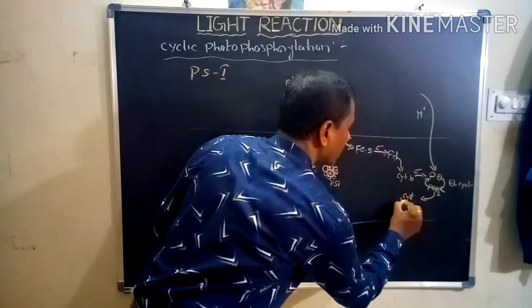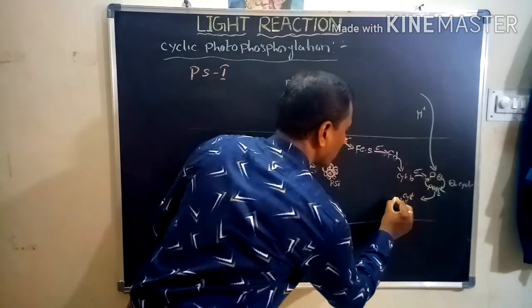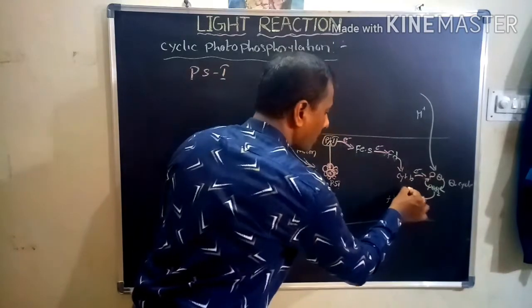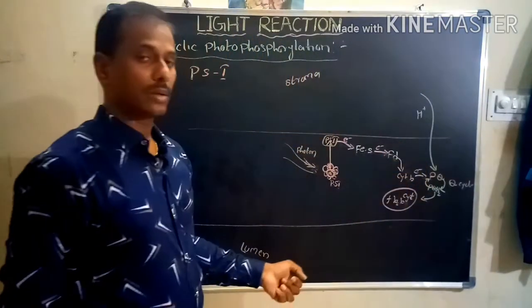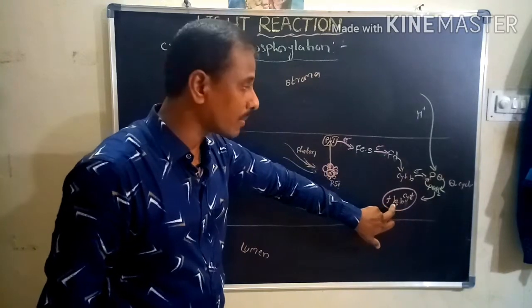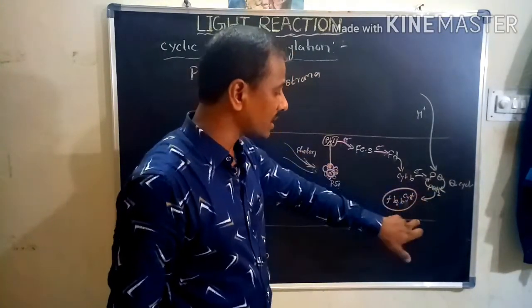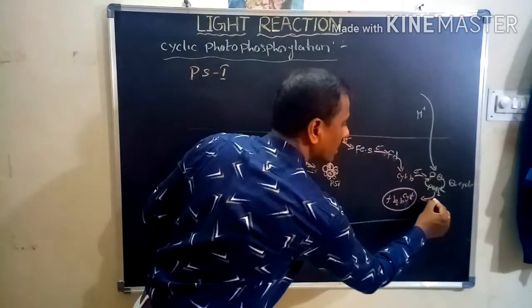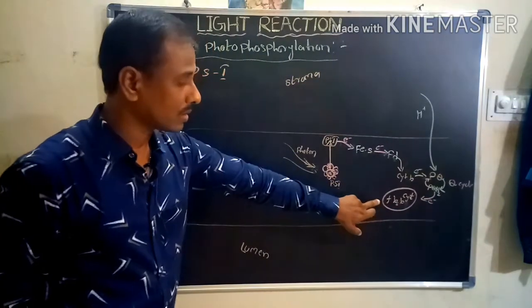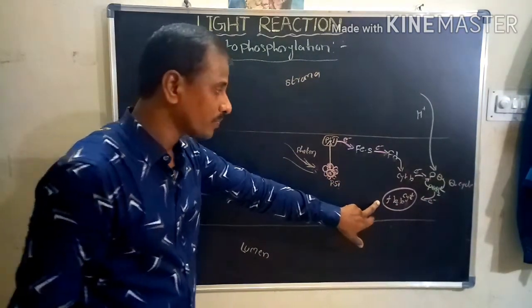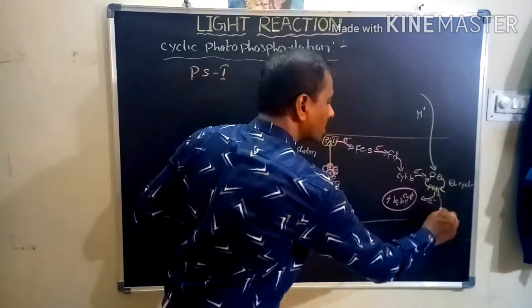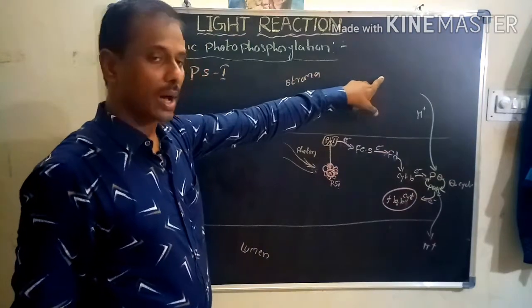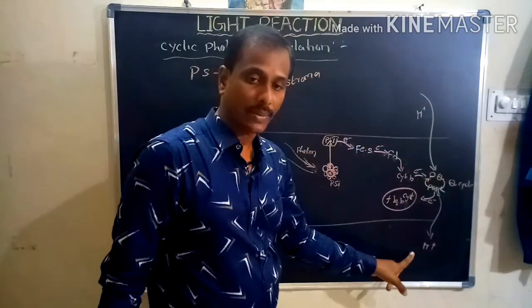It consists of cytochrome B6 and cytochrome F. This is a protein complex, a cytochrome protein complex. The electron is received by the cytochrome from the plastoquinol. When plastoquinol releases its electrons to the cytochrome, the hydrogen ions are transported to the lumen, received from the stroma and released into the lumen.